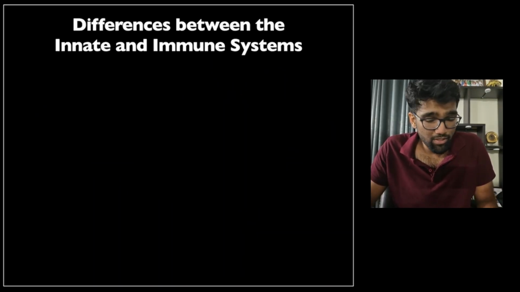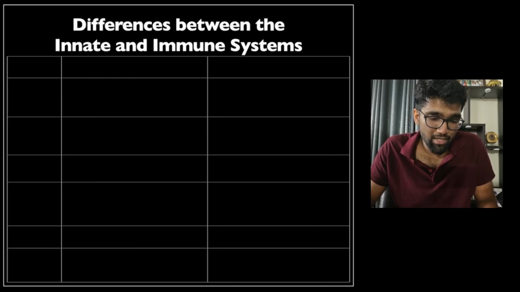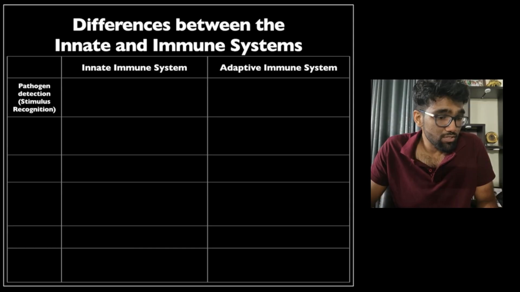Okay, now coming to the differences between the innate and adaptive immune systems. We have the innate immune system, we have the adaptive immune system. Now, the first difference is the difference in the mechanism of detection of pathogen.